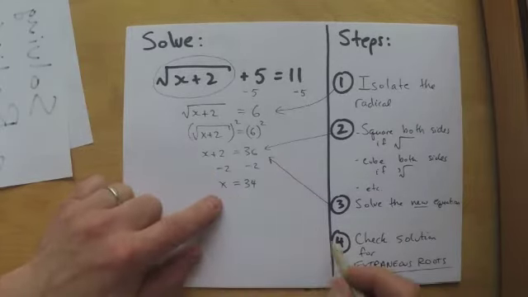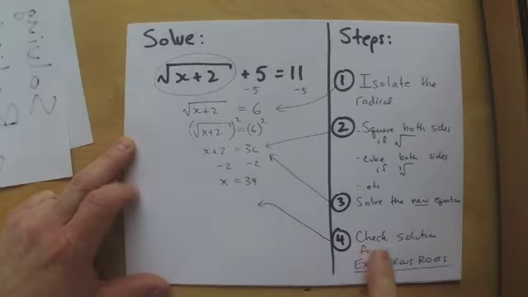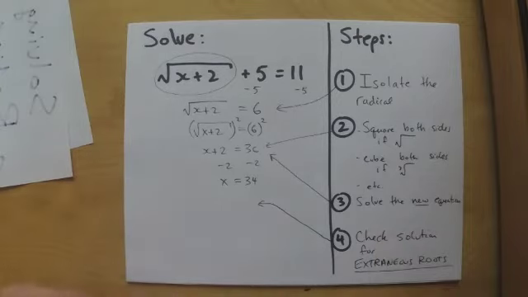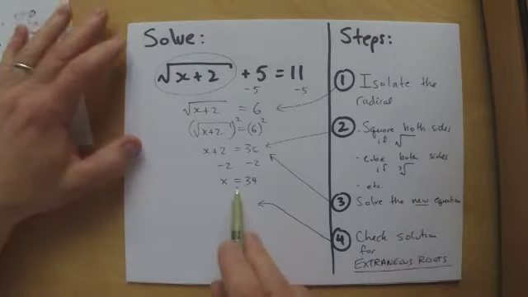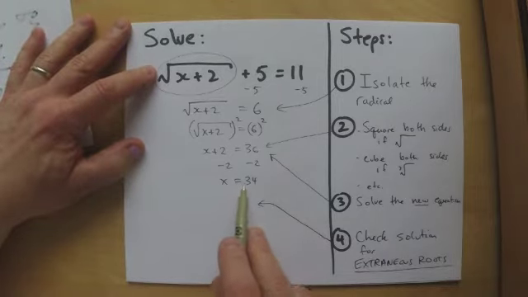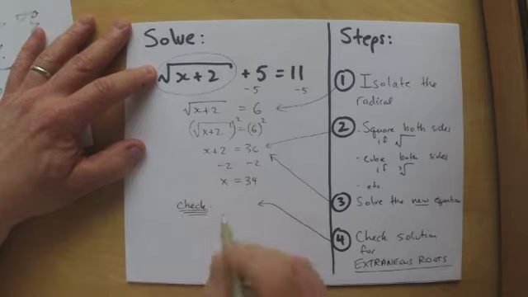Now the last step, which is probably the most important, and most people skip over this because they think it is kind of a foolish step because they think they've already solved it. Sometimes in radical equations, you can get answers out that work out algebraically, but actually don't work. So this is a really important step. You need to check it.